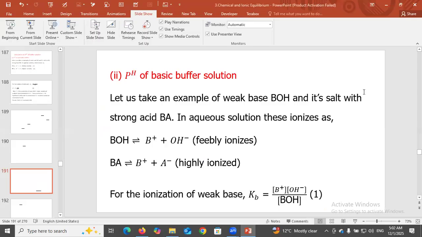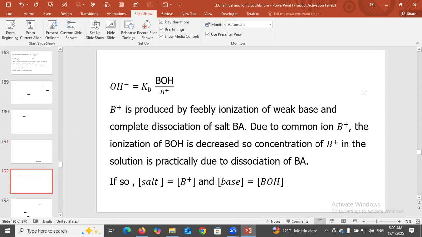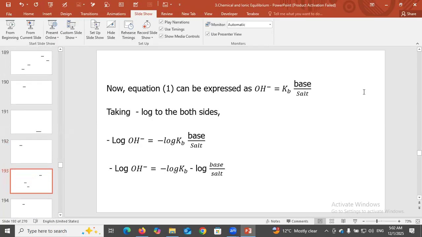For the ionization of weak base, Kb equals [B+][OH-] over [BOH]. So [OH-] equals Kb [BOH] over [B+]. B+ is produced by weak ionization of the base and complete dissociation of salt BA. Due to the common ion B+, the ionization of BOH is decreased. So the concentration of B+ in the solution is practically due to dissociation of BA. So [salt] equals [B+] and [base] equals [BOH].